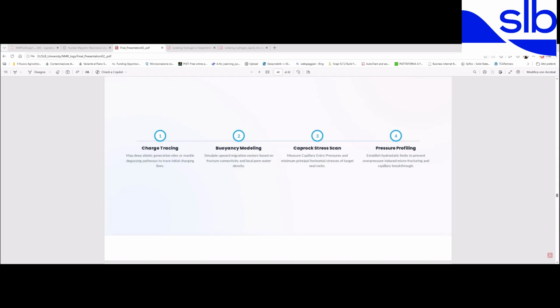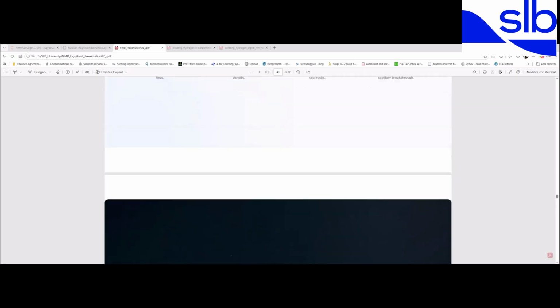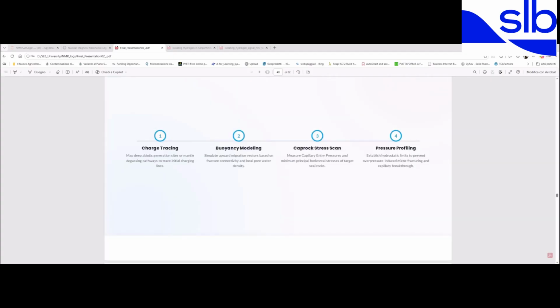Establish hydrostatic limits to prevent the overpressure situation or damage to the reservoir or microfracturing. So in this case, for creating, for example, enhanced production microfractures, we really recommend the Schlumberger system, that is the electrofracturing.